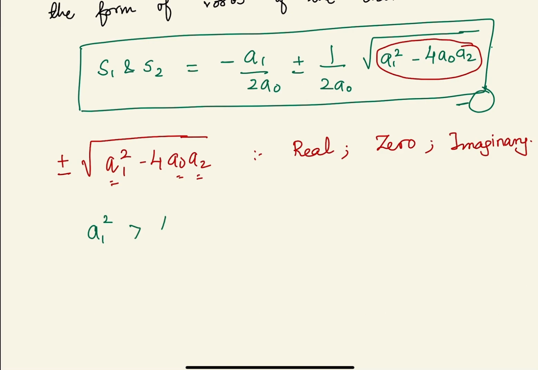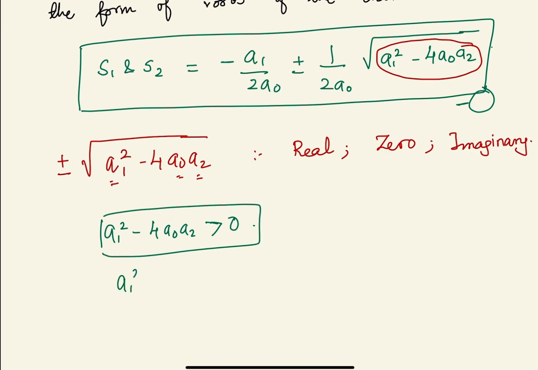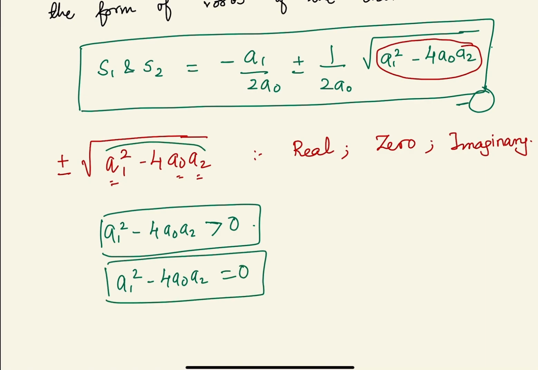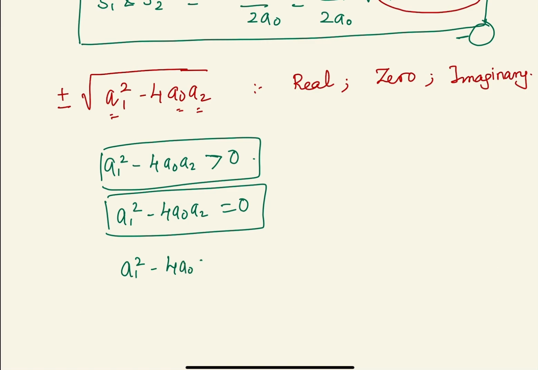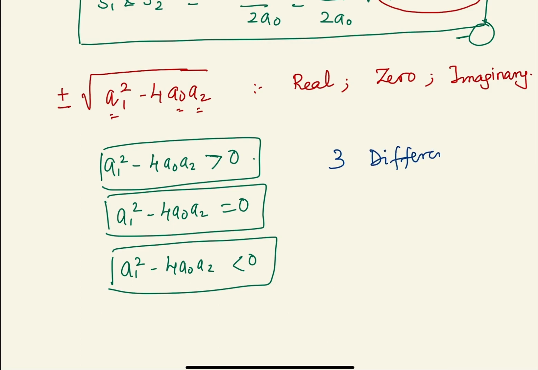There will be one solution where a1 square is greater than 4 a0 a2, or we can simply say that a1 square minus 4 a0 a2 is greater than 0. This will be one case. Another case will be when a1 square minus 4 a0 a2 is equal to 0. In that case the radical is 0, right? And the third case will be where a1 square minus 4 a0 a2 is less than 0. Depending on each of these 3 cases, we will have 3 different kinds of solutions.